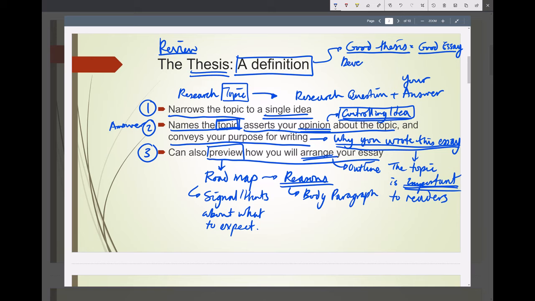The better you develop your thesis statement, chances are your essay is going to be developed also. And a good thesis always needs good general and specific knowledge in your research.